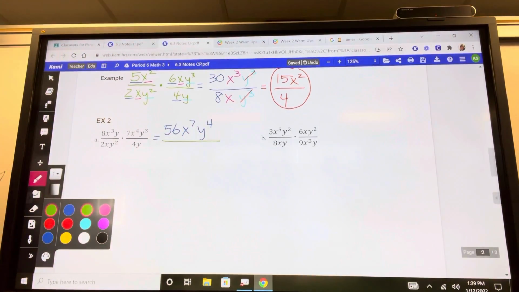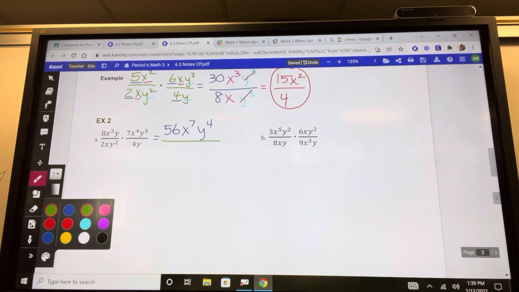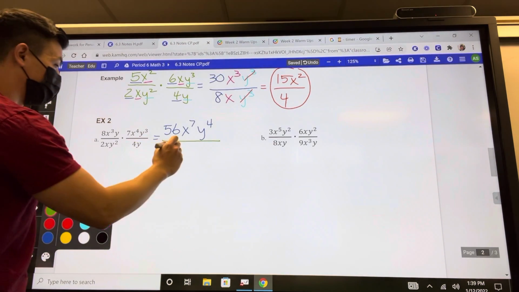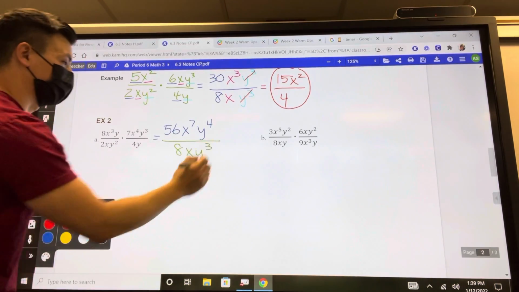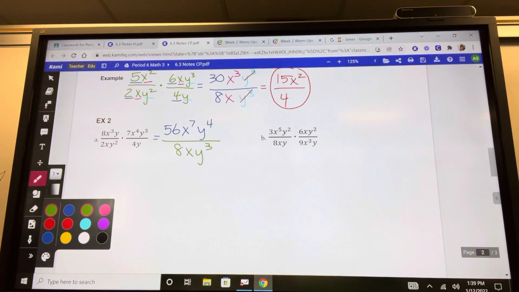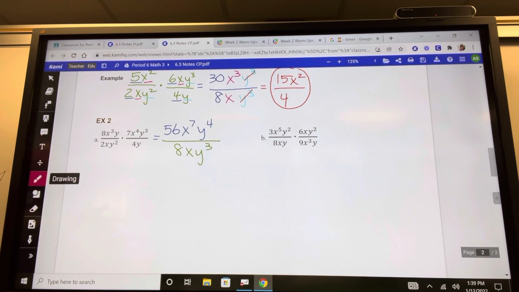In my denominator, what do I get? 8, x to the first power, y to the 3rd power. Good. Can I simplify this? Yes. Absolutely. 56 divided by 8 is 7.